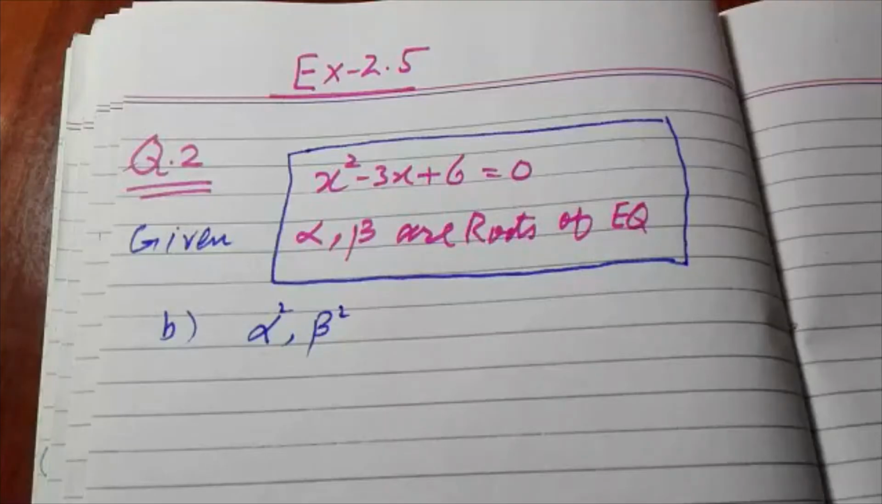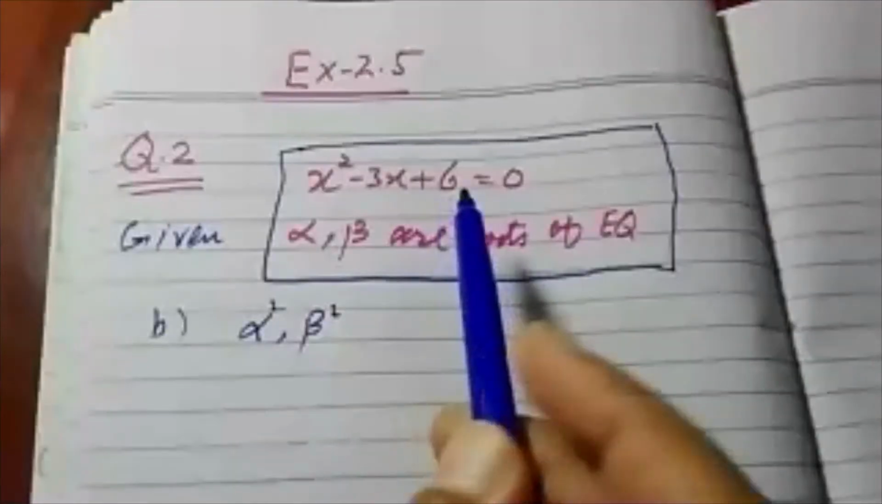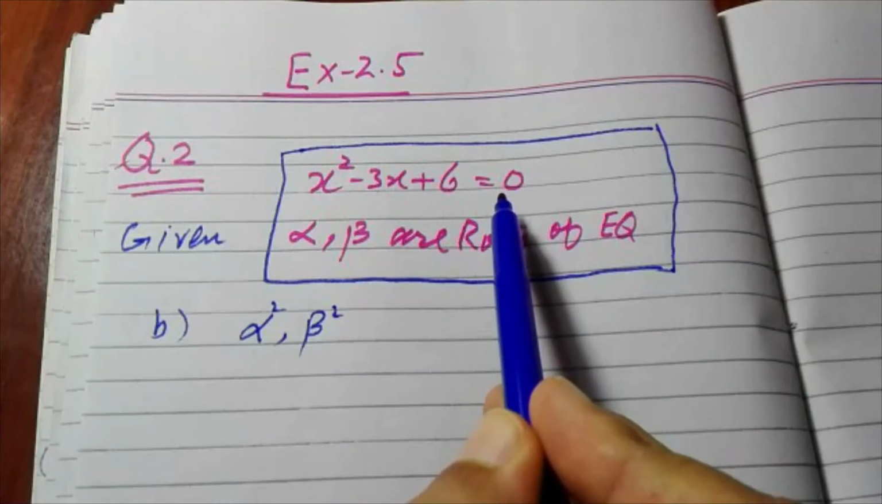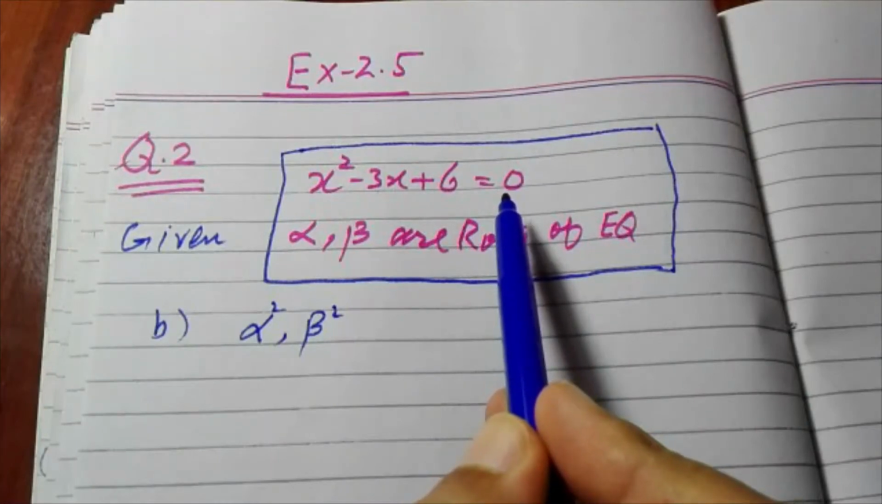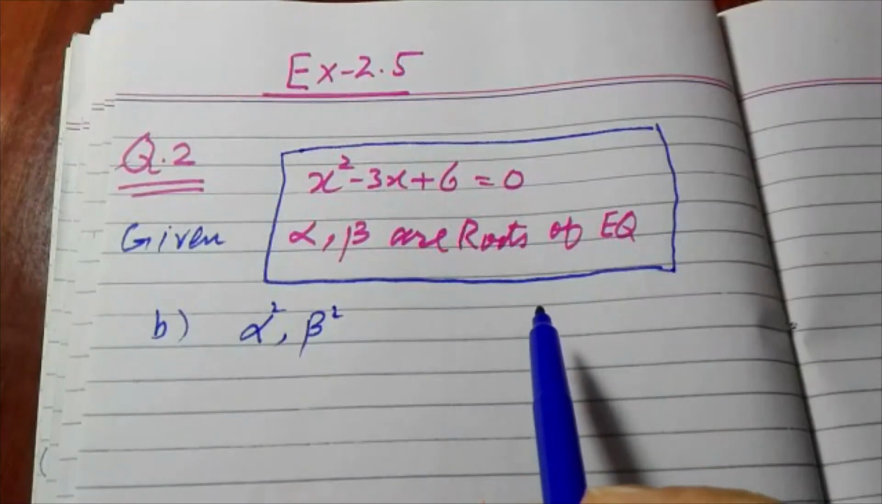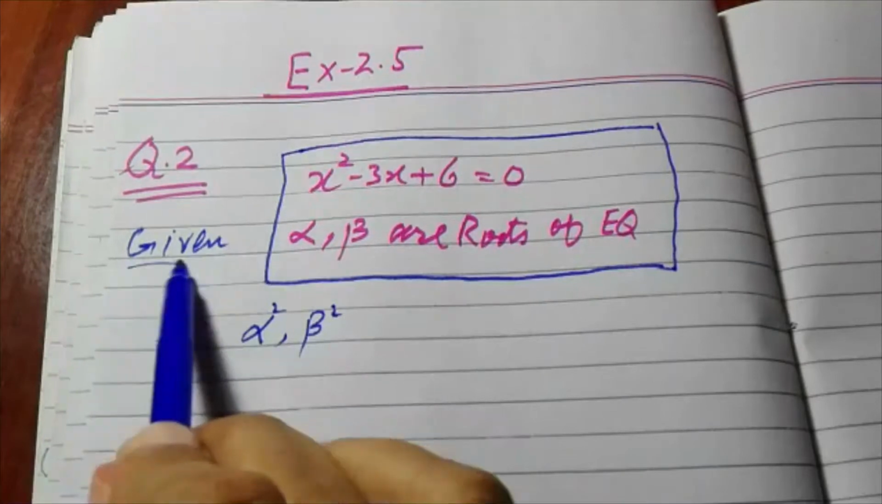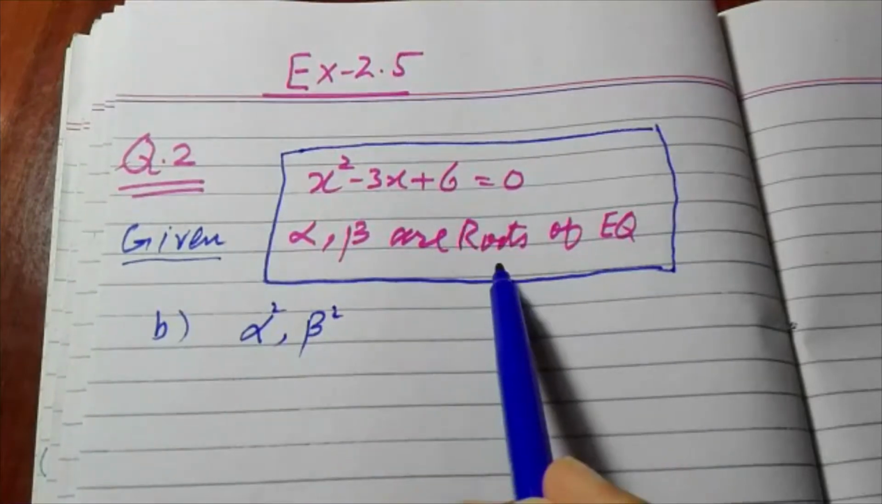According to this statement, we are given the information that an equation is written: x square minus 3x plus 6 equal to 0, and its roots are alpha and beta. This is the given equation, and its roots are labeled as alpha, beta.